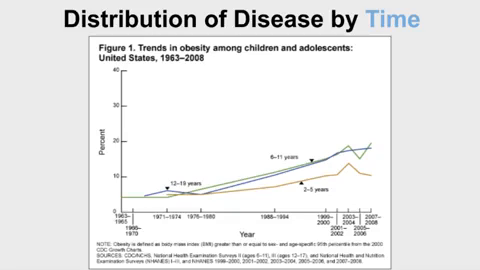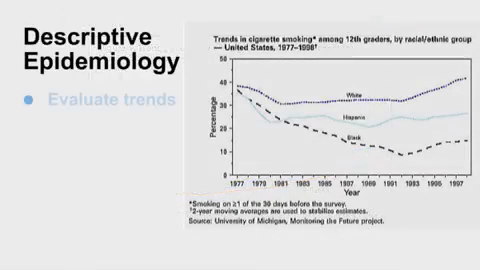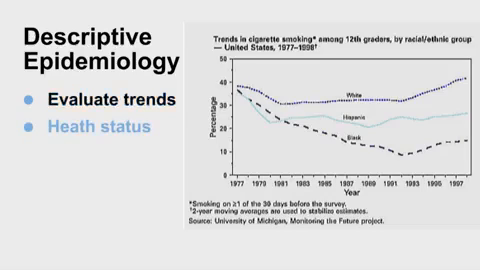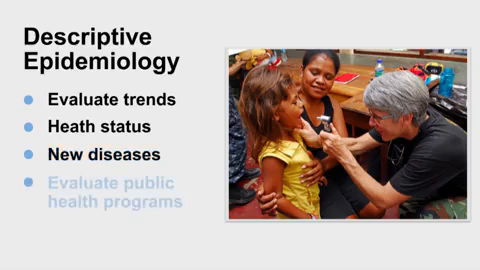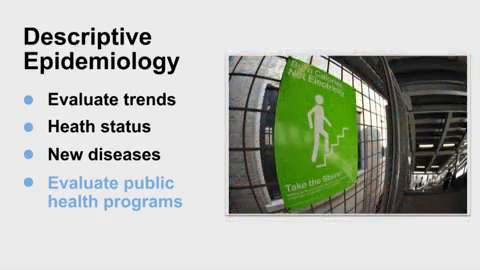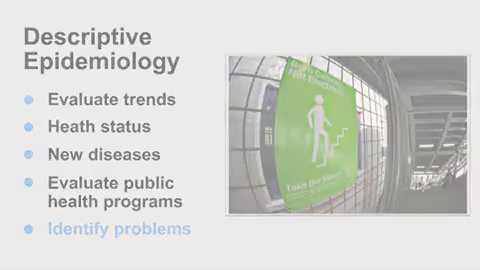from 1963 to 2008. Descriptive epidemiology can be used to evaluate trends in disease, health, or risk factors such as smoking, or determine if a health status is improving or getting worse, to determine if new diseases are occurring, and provide a factual basis for evaluating public health programs and services, to determine if existing programs are effective or if new programs should be developed. Descriptive epidemiology can also be used to identify problems to be studied by analytic epidemiology.